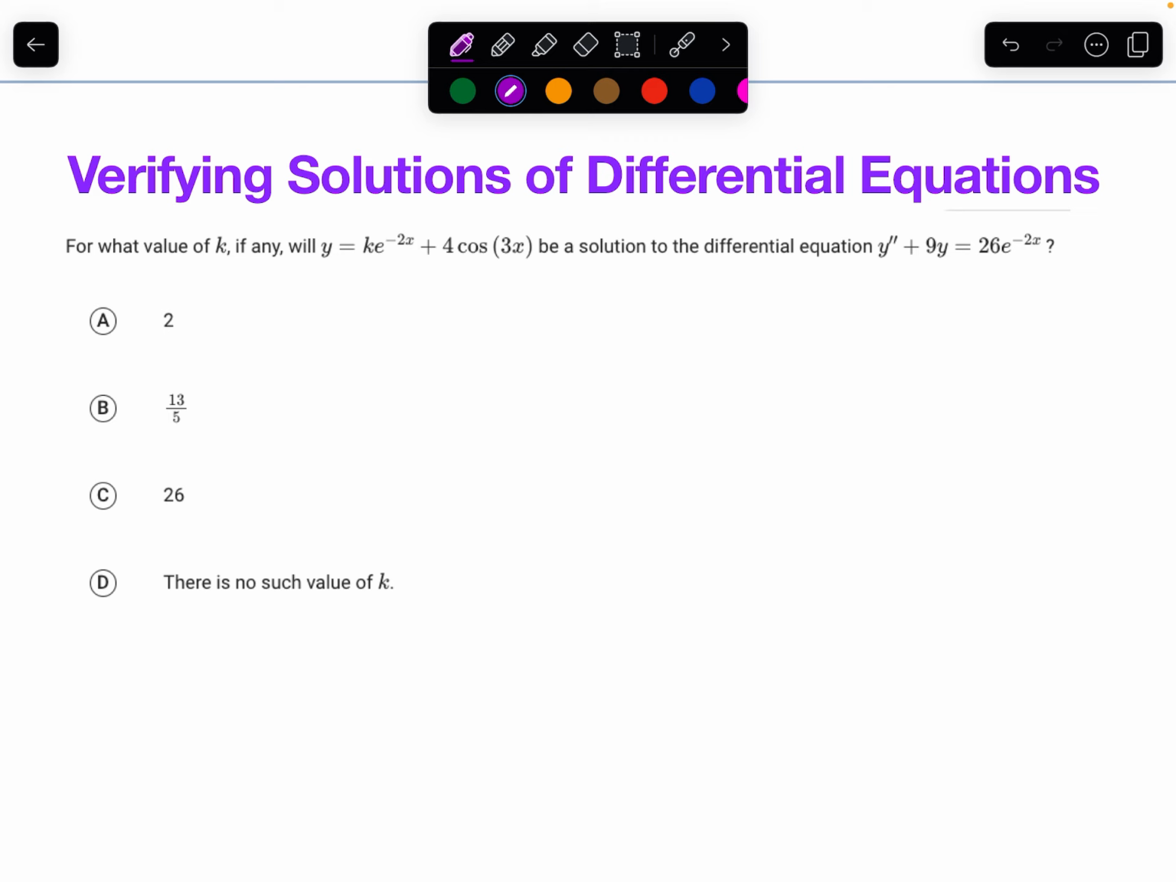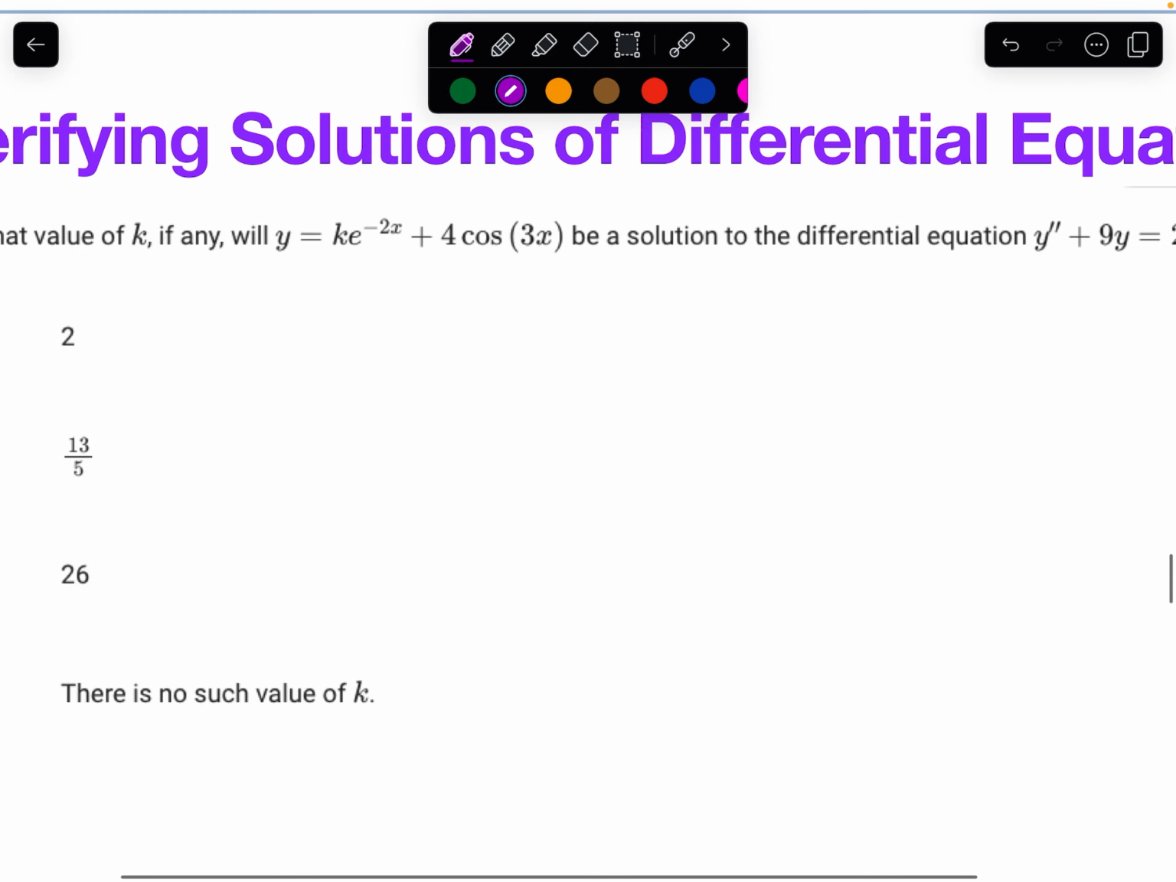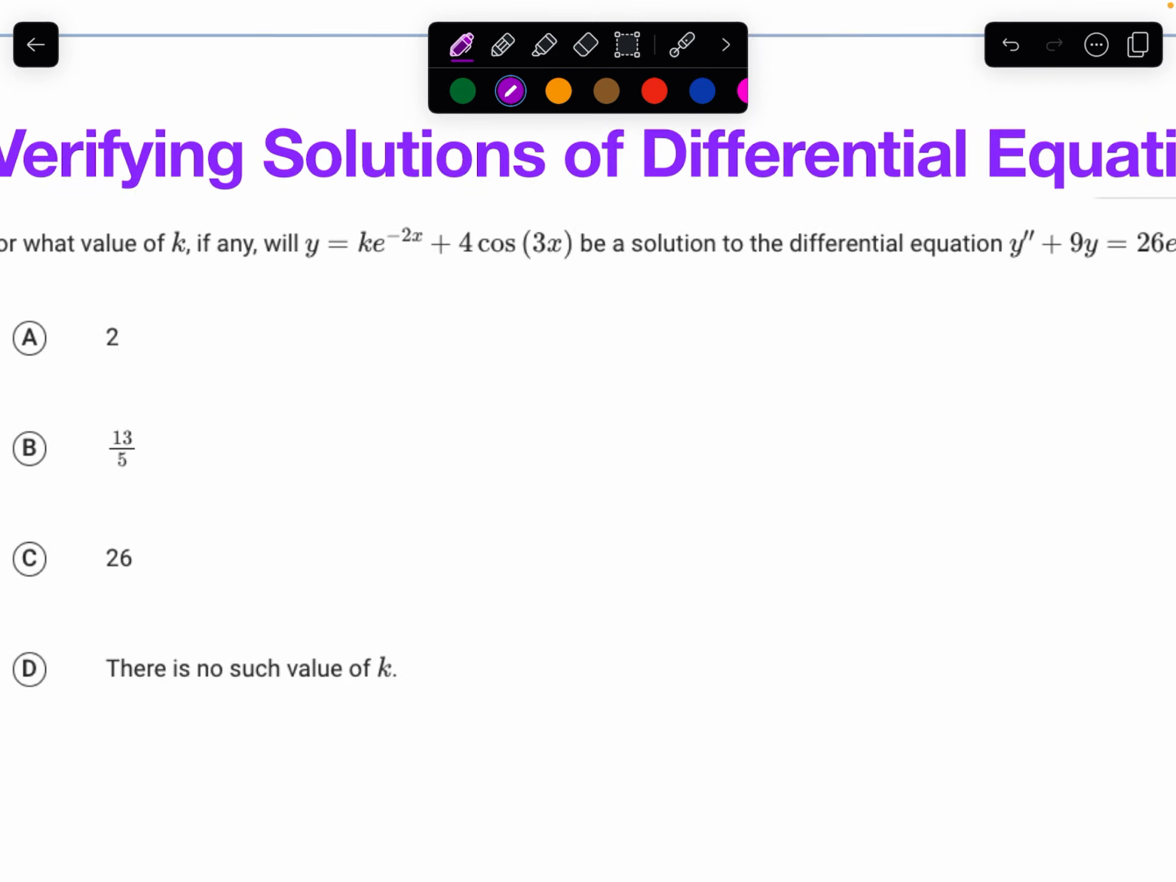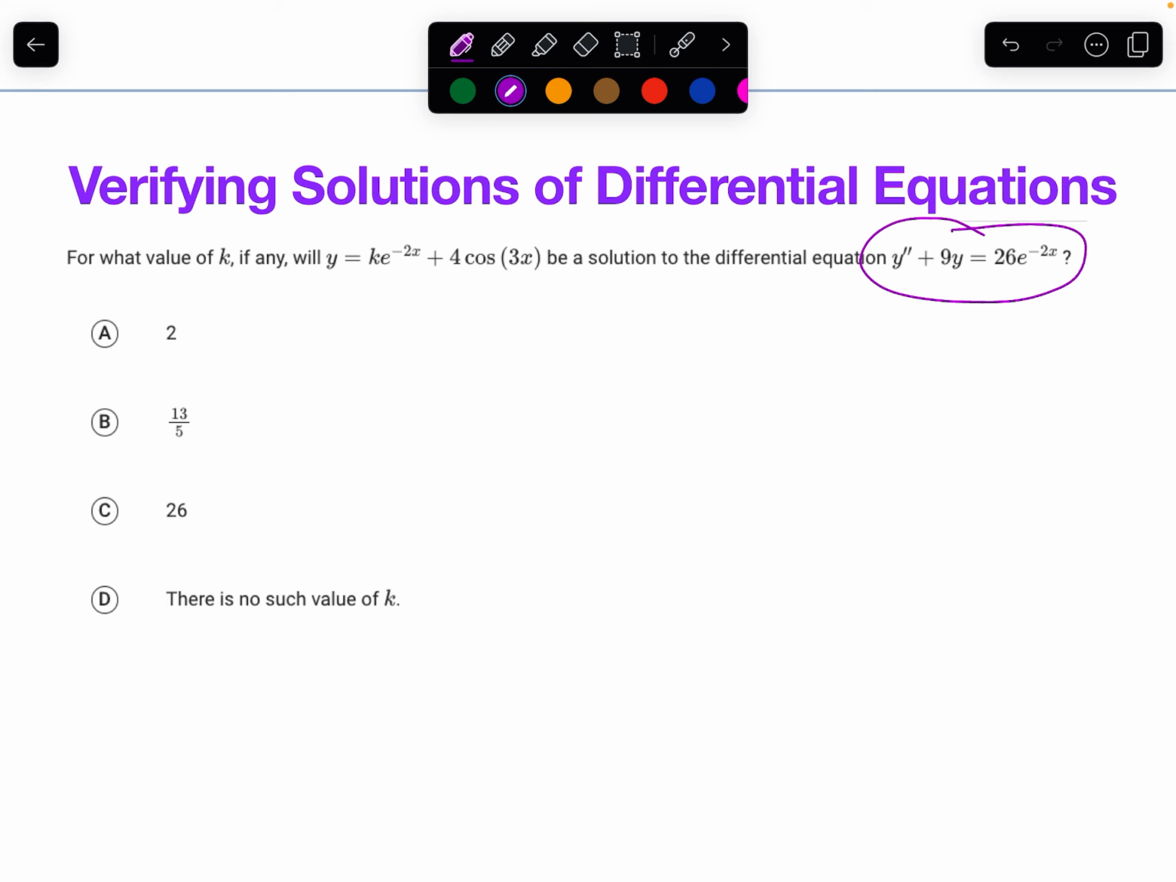Got to put your differentiation hats on here because we'll be finding both first and second derivatives in this process. Here we go. For what value of k, if any, will y equals k times e to the power of negative 2x plus 4 cosine of 3x be a solution to the differential equation y double prime plus 9y equals 26 times e to the power of negative 2x? Well, so we want to know what this value k is such that the equation y works in this differential equation over here.